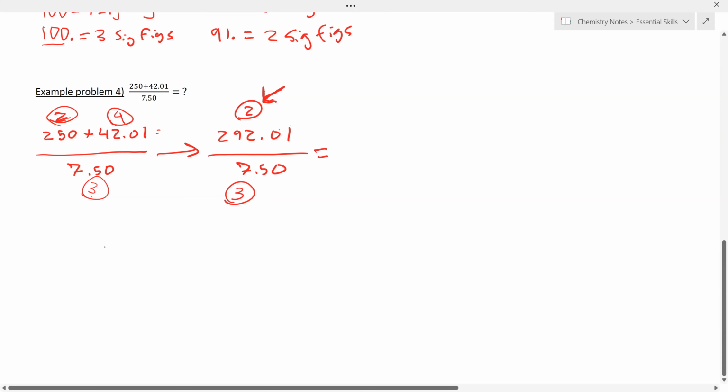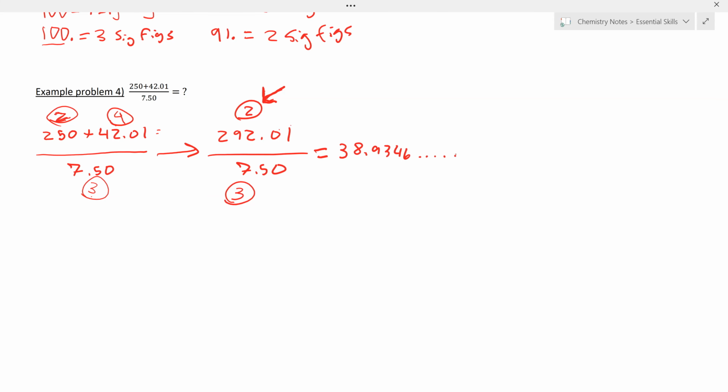So now we have 292.01 divided by 750. We get this kind of crazy number, 38.9346, and it keeps going. On your calculator, it'll round the last digit, even though the number just keeps going. That 6 goes on forever. In fact, you could put the little repeating symbol saying that it's going to keep repeating, but aside from when I learned that in middle school, people don't really use that. So that's more just a note for me.